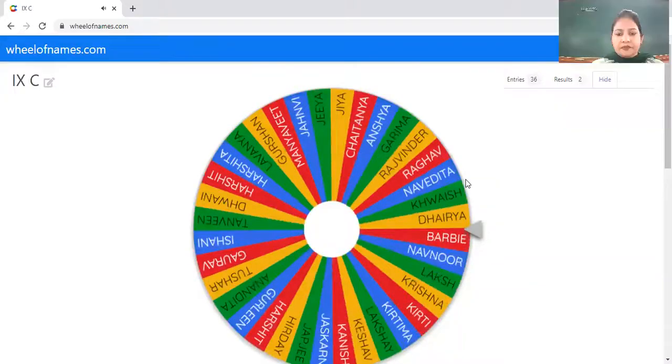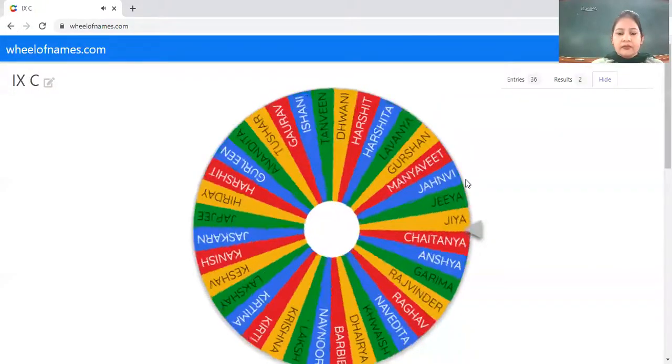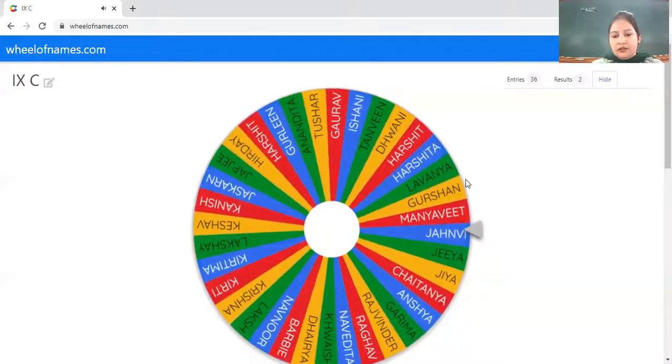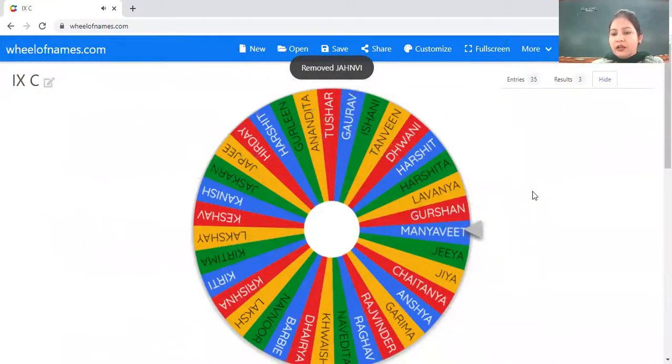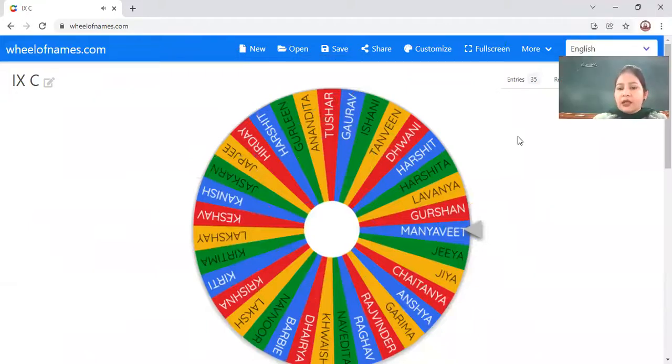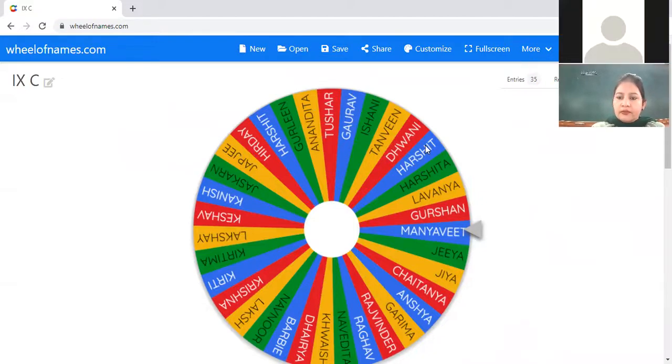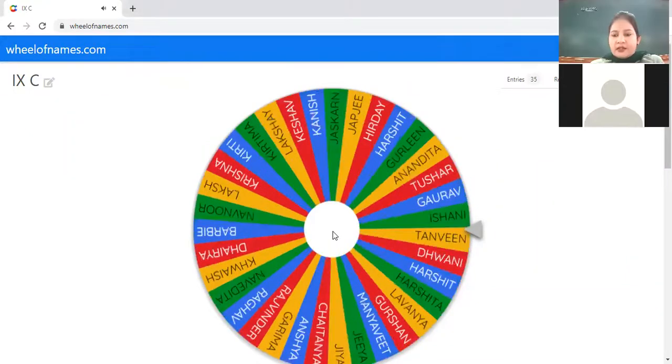Whose turn is this? Janvi. Yes, Janvi. So I won't remove those students whose turn is over. Janvi, raise your hand. Are you there? Okay. Janvi, the question for you is, state the work energy theorem. The work energy theorem says that whenever a force displaces an object, work is done, and the work done is equal to the change in kinetic energy. Very good. Great. Next.